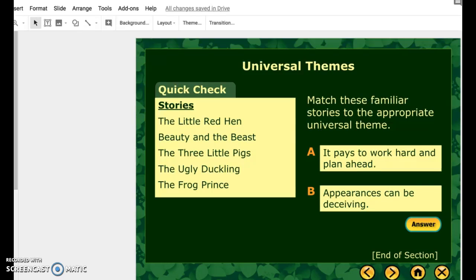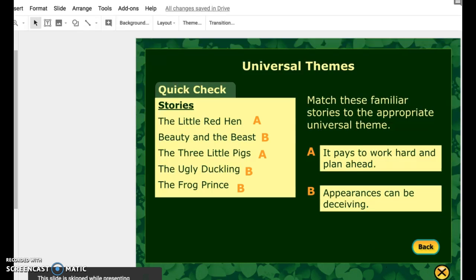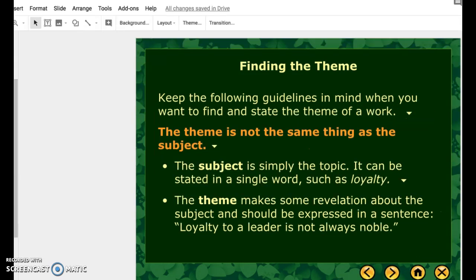So, our answers here are The Little Red Hen, pays to work hard and plan ahead. Beauty and the Beast, appearances can be deceiving. Three Little Pigs, pays to work hard, and then The Ugly Duckling and The Frog Prince, appearances can be deceiving. Those are our universal themes there.